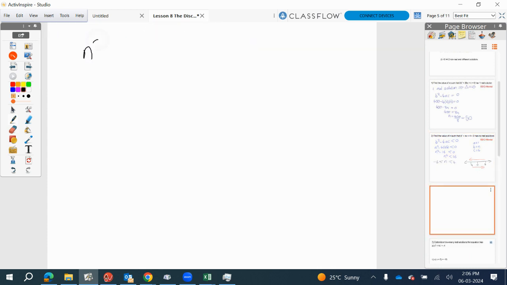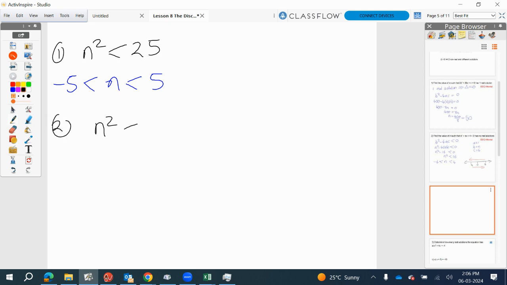If we have n squared is less than 25, what will the answer be? Negative 5 is smaller than n, which is smaller than 5. Let's try another one. If we have n squared is less than 49, what's this one going to be? Negative 7 is less than n is less than 7.